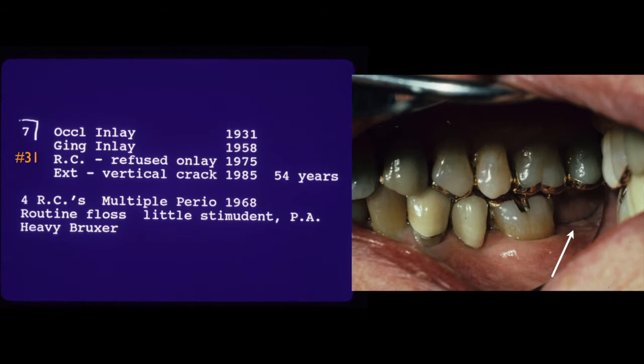Number 31 had an occlusal inlay in 1931, a gingival inlay in 1958, the pulp died in '75, and she refused an onlay at that time, so we lost the tooth to a vertical crack in 1985, or 54 years after the first inlay.